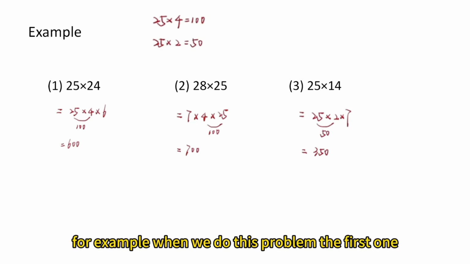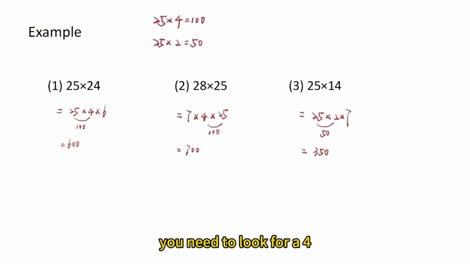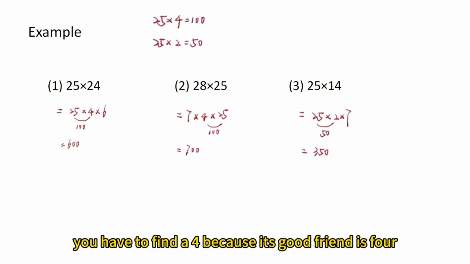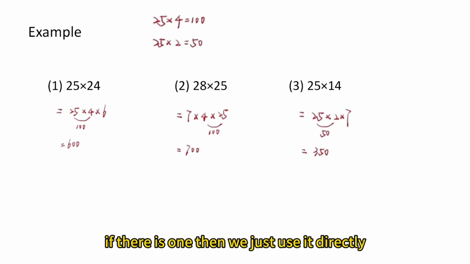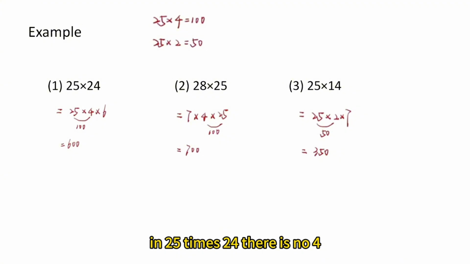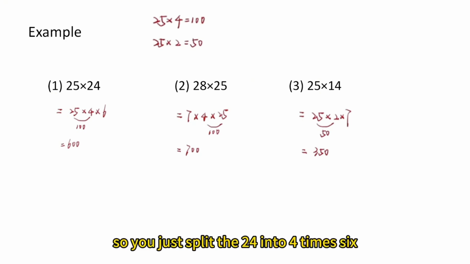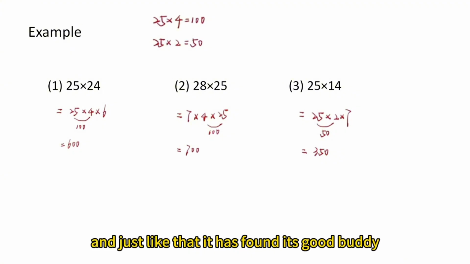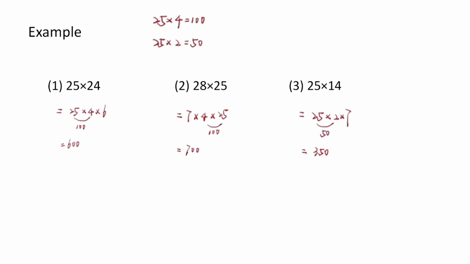For example, when we do the first problem, 25 times 24, when you see the number 25, you need to look for a 4. You have to find a 4, because its good friend is 4. If there isn't one, you have to make one. If there is one, then we just use it directly. In 25 times 24, there is no 4. What do we do? No 4, no problem. I'll see if I can get a 4 out of this 24. 4 times 6 is 24. So you just split the 24 into 4 times 6. And just like that, it has found its good buddy. Once these two are done, it's 100. 100 times 6. That's 600 directly. It's that simple.